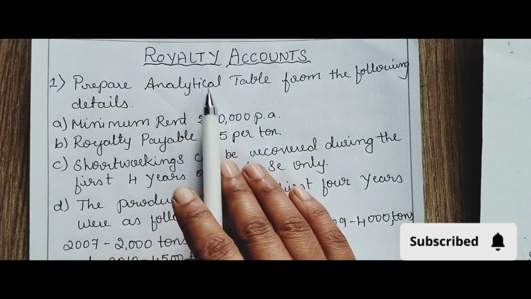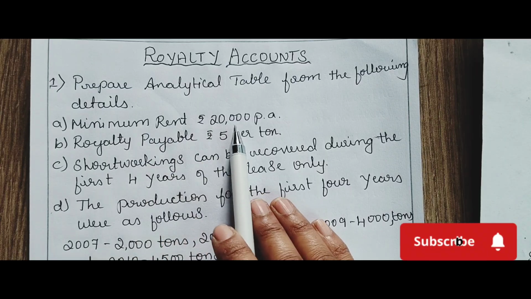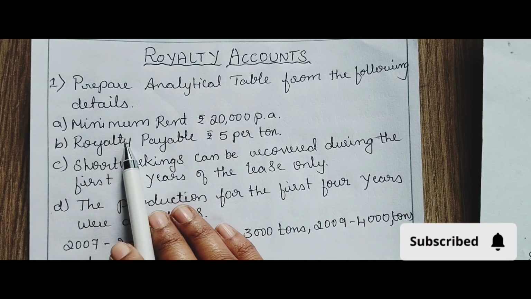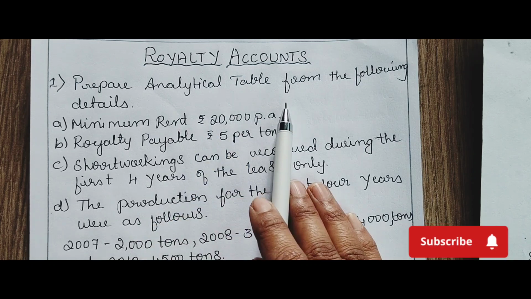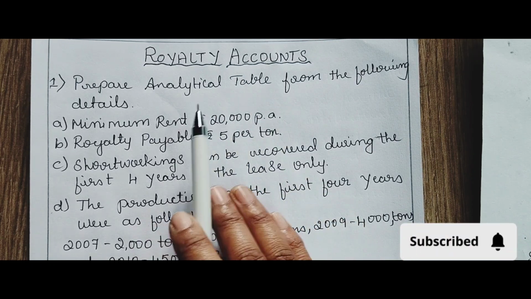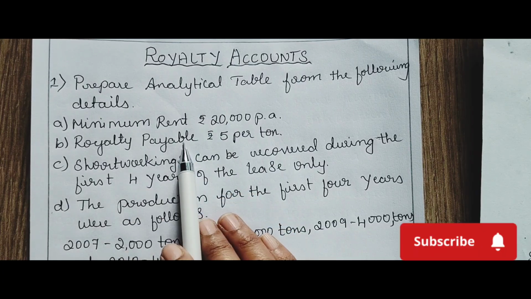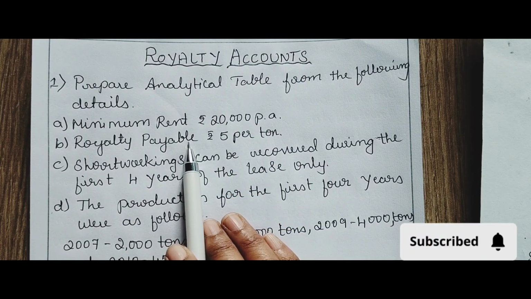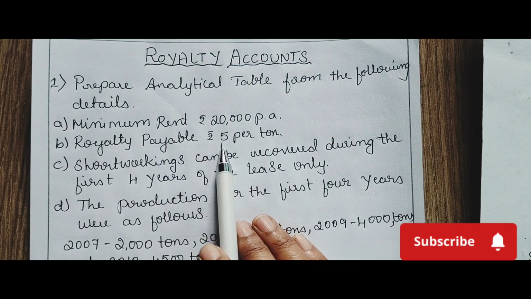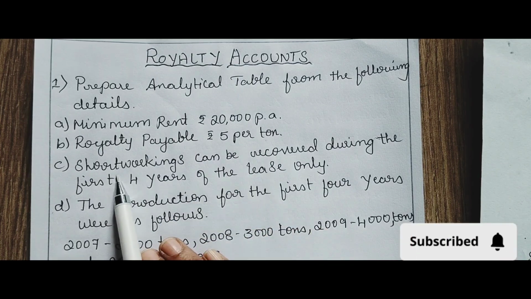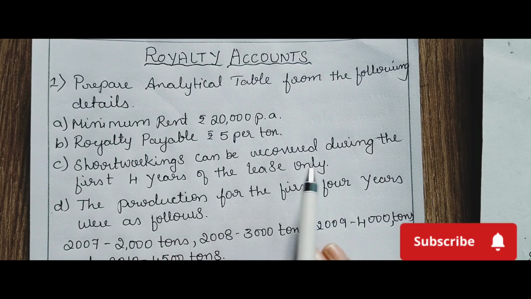Here, prepare an analytical table from the following details. Minimum rent is 20,000 per annum. Minimum rent is the guaranteed amount from the lessee to the lessor. It is also called dead rent or fixed rent. Royalty payable will be calculated by multiplying the output given, that is 5 per ton. Short working can be recovered during the first 4 years of the lease only.